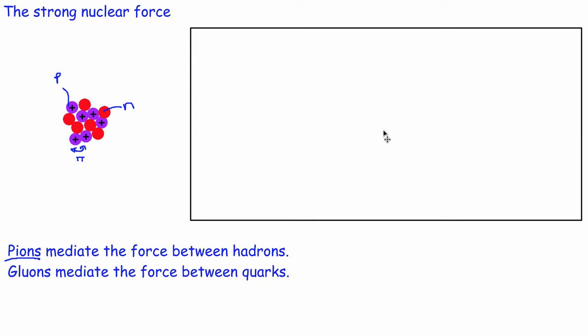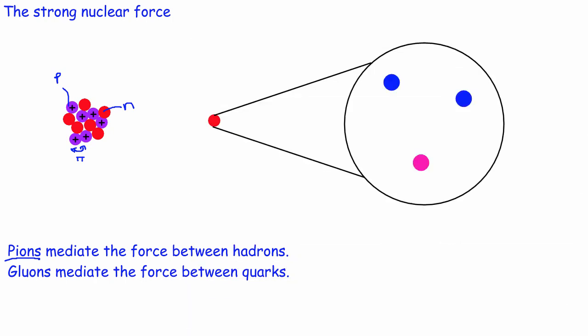However, if we look inside these nucleons, in this case we've got a neutron, and it's made of two down quarks and an up quark, as we saw again in the previous video. Now in this case, pions aren't used to mediate the force between these three quarks. Instead, there's another new particle, and these new particles that are constantly swapped between these three quarks are called gluons. They're called gluons because basically they glue these three particles together. So we say that the gluons mediate the force between these quarks.